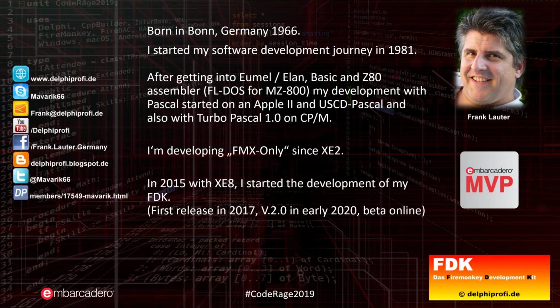If you don't know me, my name is Frank Lauter. I'm a German developer and an Embarcadero MVP. I've started my Turbo Pascal development in 1984 on CPM for the Z80 CPU. With the release of XE2 in the year 2011, my journey with FMX began, and with XE6, which I like to call the first stable version of FireMonkey, I started my collection of helpful functions to build FMX apps quicker, as by clicking everything together in the IDE.